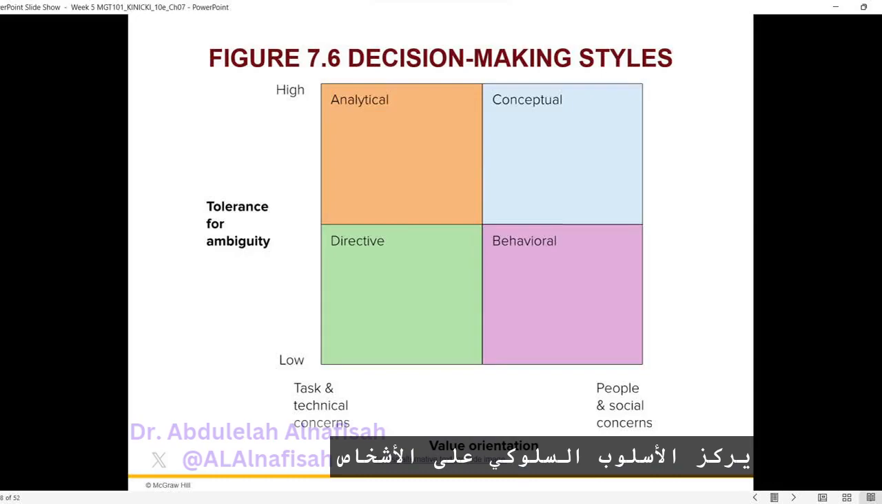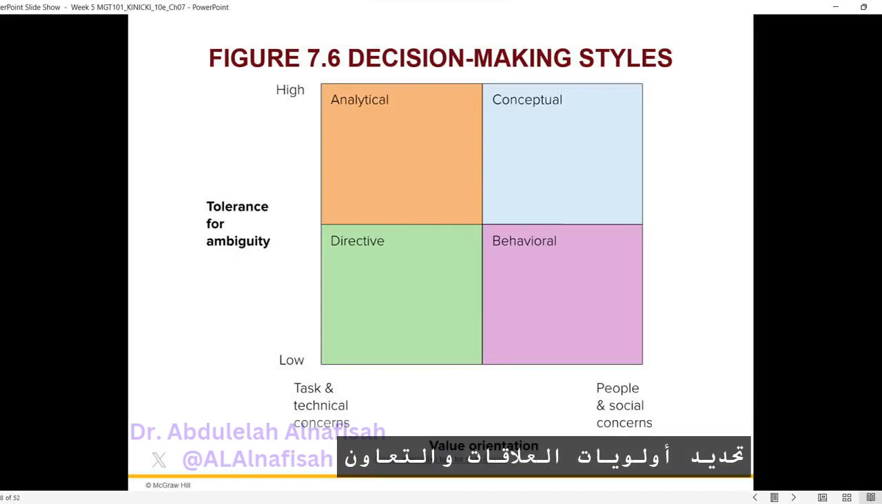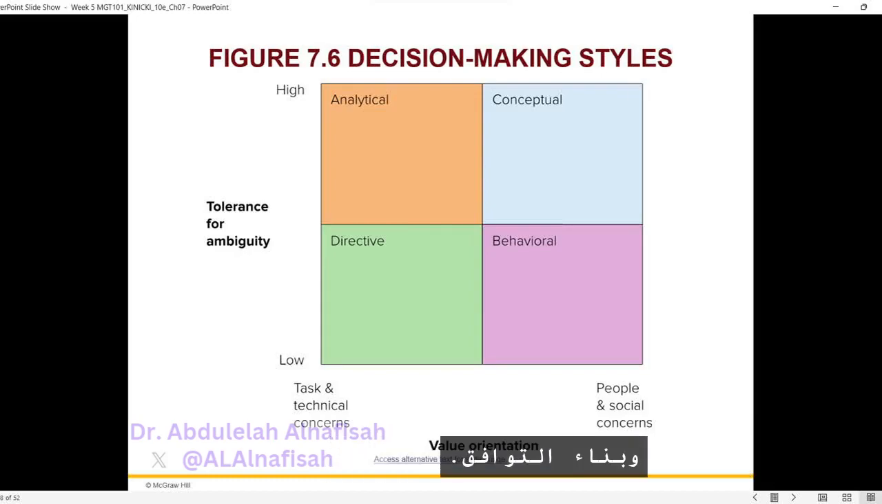Behavioral style emphasizes people and interpersonal dynamics, prioritizing relationships, collaboration, and consensus building. Behavioral decision-makers are people-oriented, value input from others, and consider the impact of decisions on individuals and teams.